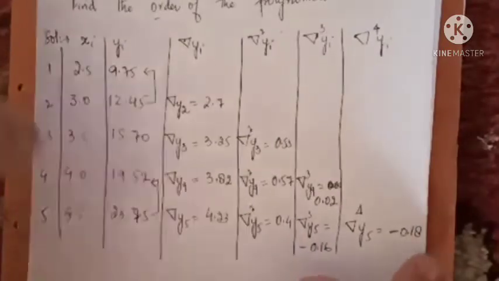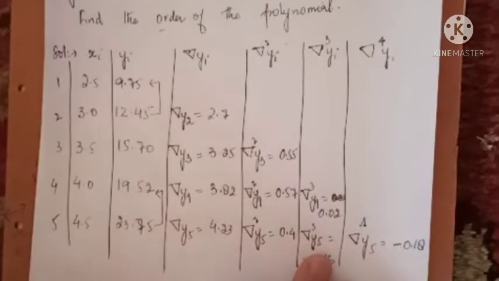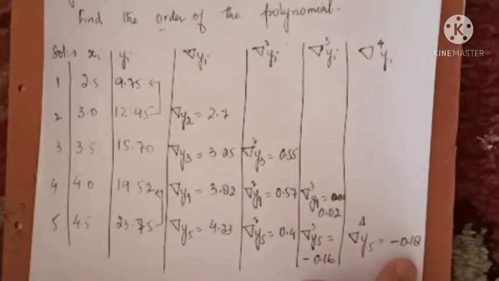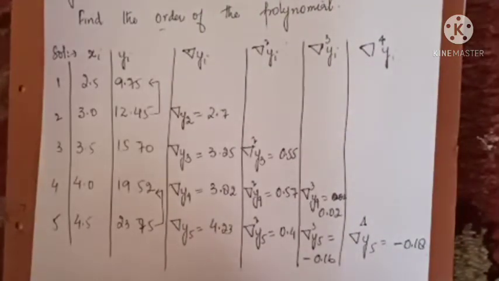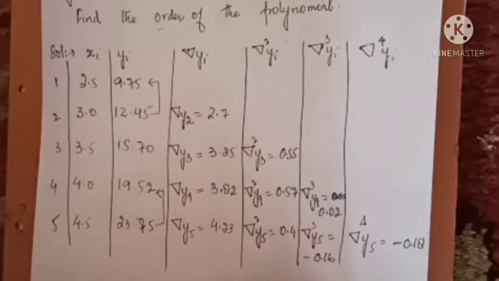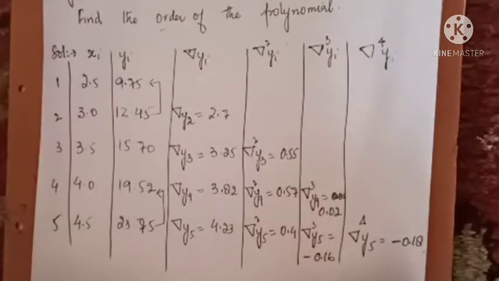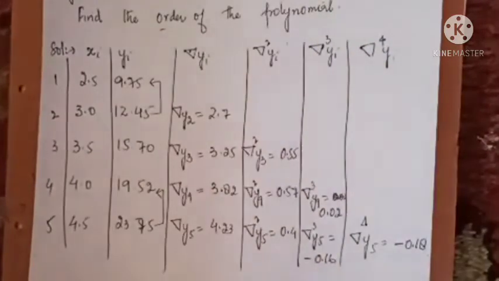Now what we have to do is find the order of the polynomial. We make all the differences. There are no constant values in any of the orders, so we finally stopped at the fourth. Therefore, the order of the polynomial is 4.